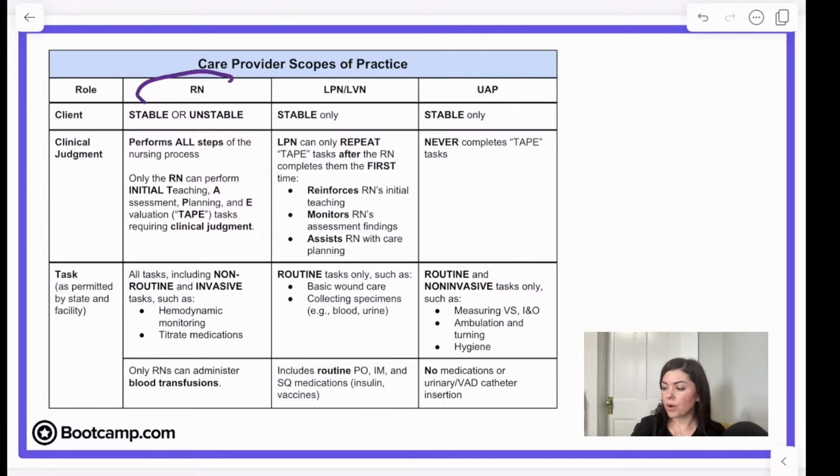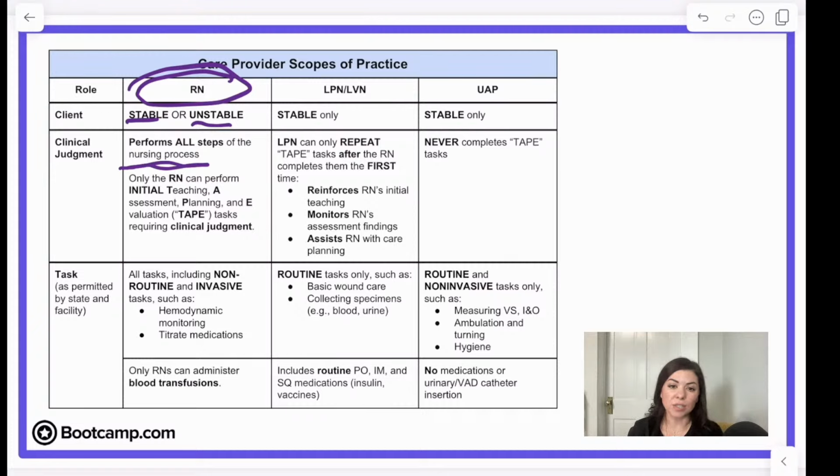The first person is the RN. So the RN is going to have the largest scope of practice out of anybody else on that nursing unit. We are taking care of all clients, whether they are stable or unstable. We have a big responsibility, and we are able to perform all steps of the nursing process. And we should be the only one as an RN that ever performs the initial steps of the nursing process. The teaching, the assessment, the planning, the evaluation.